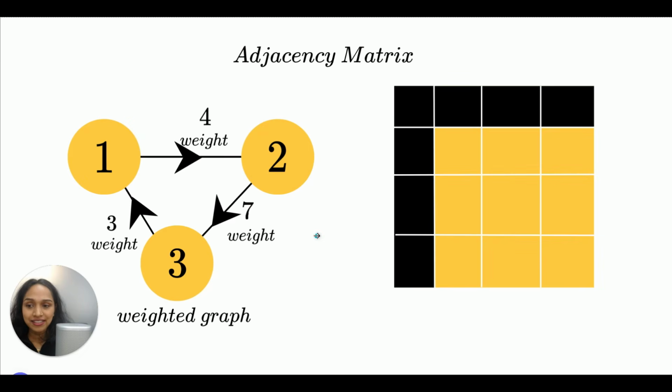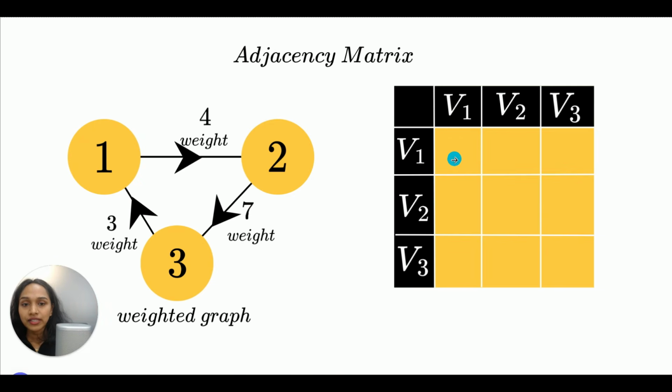Now we have a weighted graph with 3 nodes. So this is a weighted graph and this is a directed graph. And here the weight of the edge between nodes 1 and 2 is 4, between 2 and 3 is 7, and between 1 and 3 is 3. Now let us fill this checkerboard.